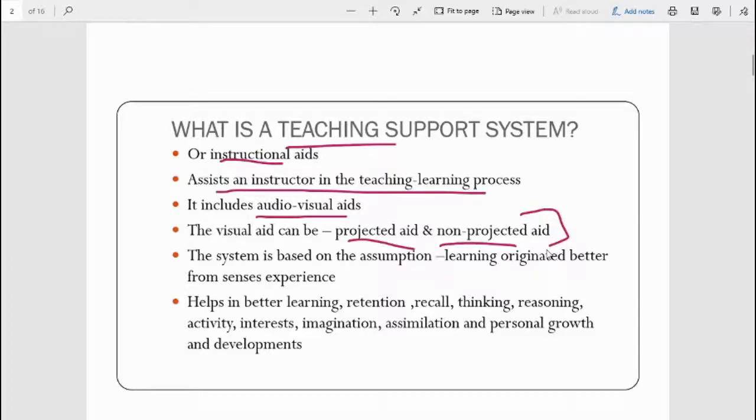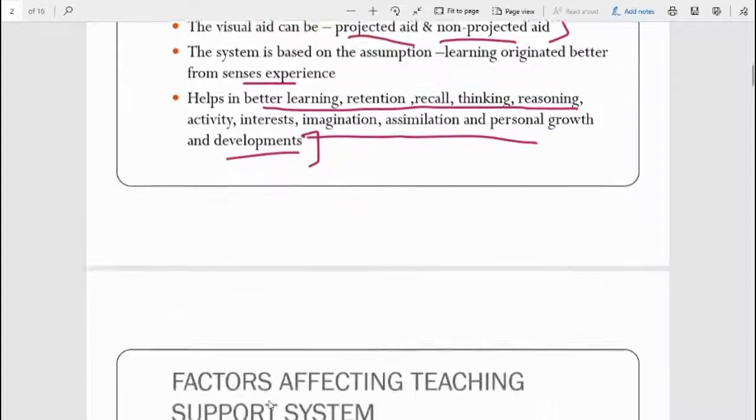So what is the assumption behind this support system? The assumption is that learning is organized better from sense experience, because when there is employment of audio aid, visual aid, and the combination of both audio visual aid, then in that scenario all your senses become very active, and it helps in better learning, better retention, better recall power, thinking, reasoning, imagination, assimilation, and personal growth and development. That is the final outcome of every teaching process, right? So this was all about teaching support system.